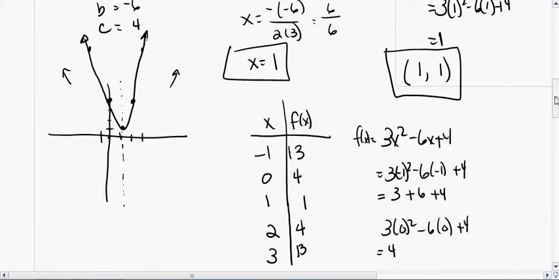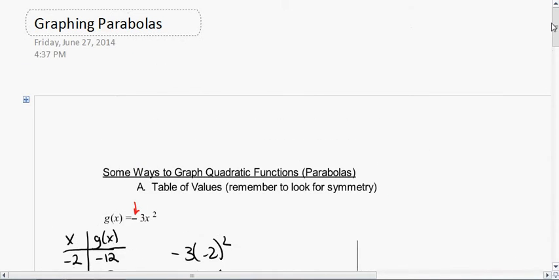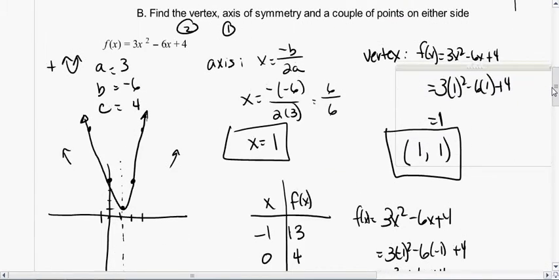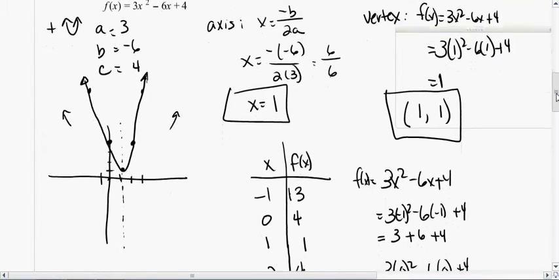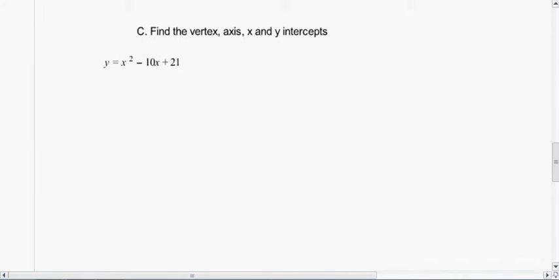Here's the second part of a couple of ways to graph quadratic functions and parabolas. Last time we looked at tables of values and using the vertex, axis of symmetry, and a couple of points on either side of the vertex to graph. This time we're going to look at using the axis of symmetry, the vertex, and both intercepts, the x and the y intercepts, as points to create a graph.